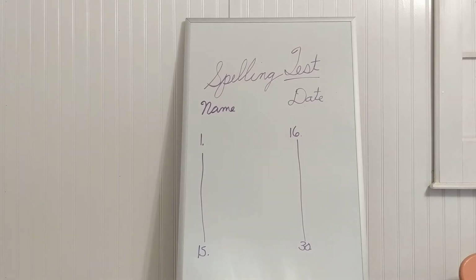Number 6, equator. The equator is an imaginary line that runs halfway between the North Pole and the South Pole. Equator. Number 7, write the word boundary. The Rio Grande River forms the boundary between Texas and Mexico. Boundary.